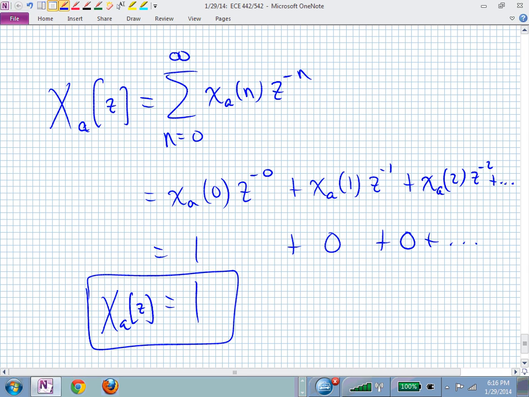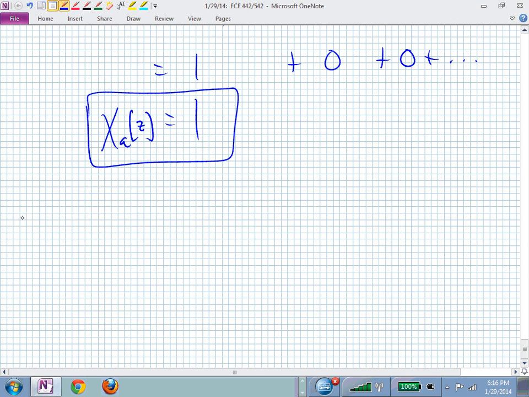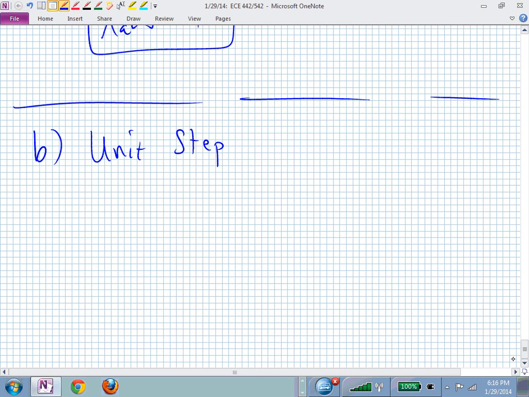Let's look at the unit step in discrete time. And this one you can quickly sketch because you've had your art class, right? This is now 1, 2, 3.